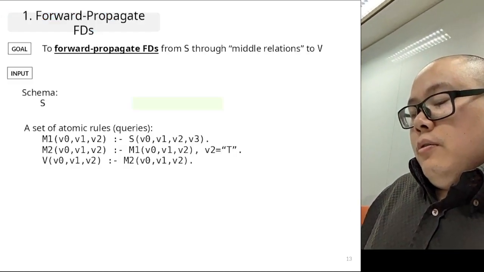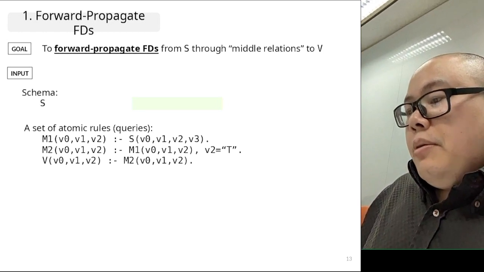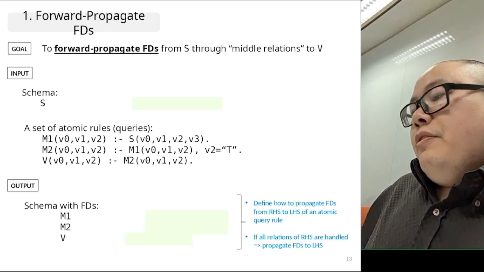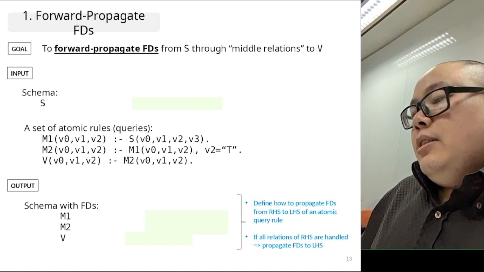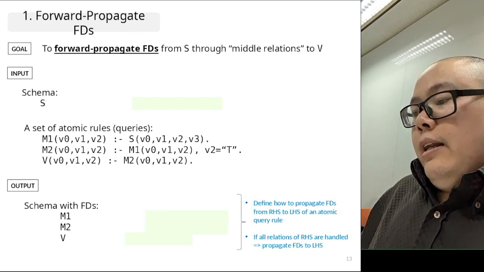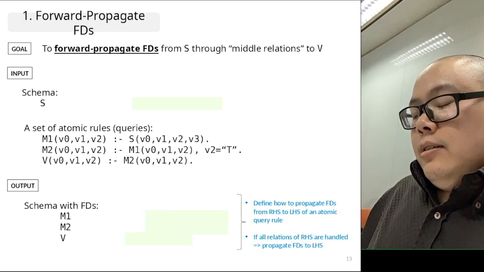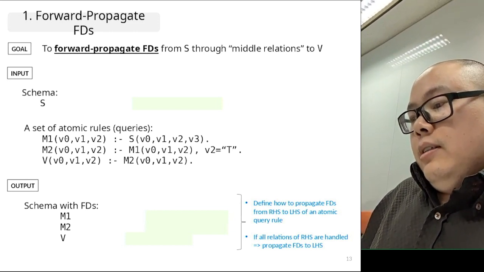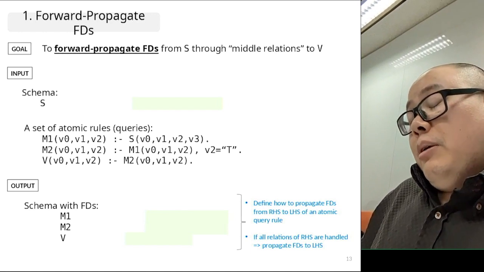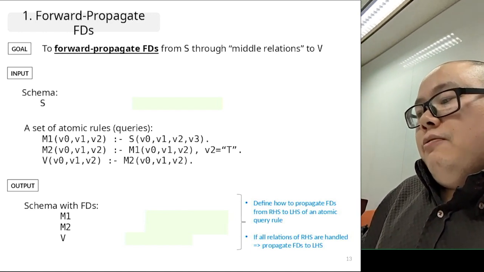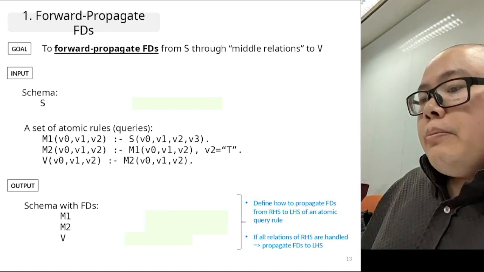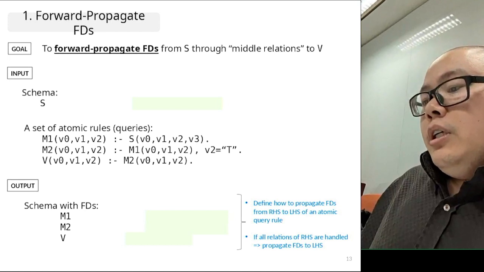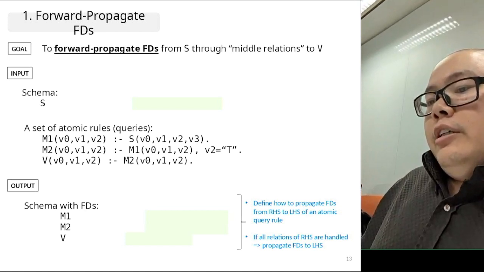Next slide. First is the first contribution, forward propagate functional dependency. The goal is to propagate functional dependency from the source through intermediate or middle relations to the view. Input is a schema of the source that the user already provides with functional dependency, and a set of atomic queries, atomic rules, that we can obtain from adapting the process and decomposing the query.